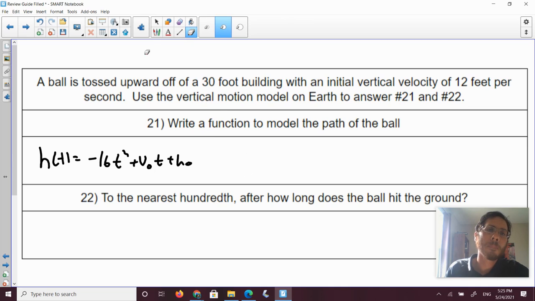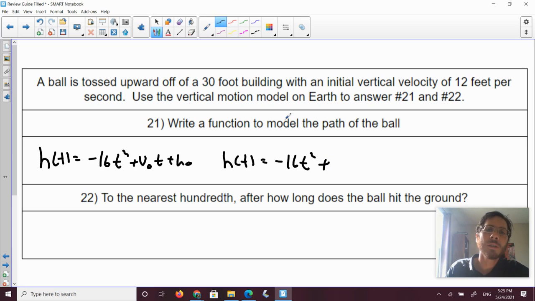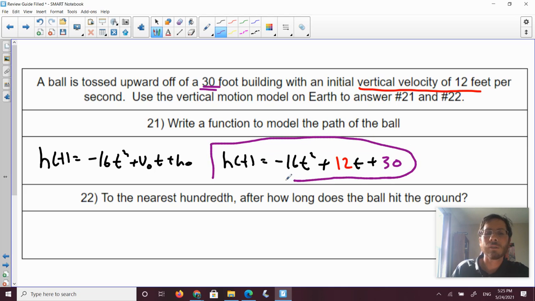h of t is equal to -16t squared plus, if I find my v naught, my initial vertical velocity is 12. T, my h naught, where I'm starting, is going to be 30. And that's my model. So I've plugged the v naught into the equation. I've plugged the h naught into the equation. There we go.